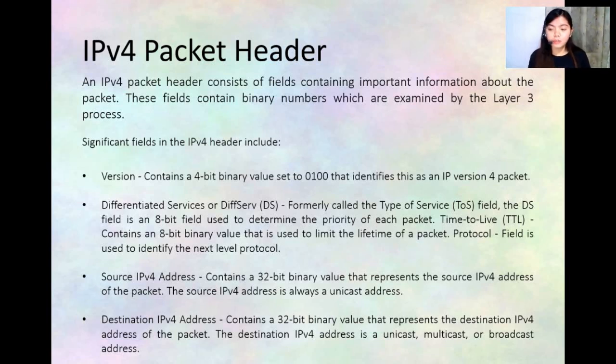The Protocol field is used to identify the next level protocol. Next is the source IPv4 address. It contains a 32-bit binary value that represents the source IPv4 address of the packet. The source IPv4 address is always a unicast address. Next is the destination IPv4 address. It contains a 32-bit binary value that represents the destination IPv4 address of the packet. The destination IPv4 address is a unicast, multicast, or broadcast address.